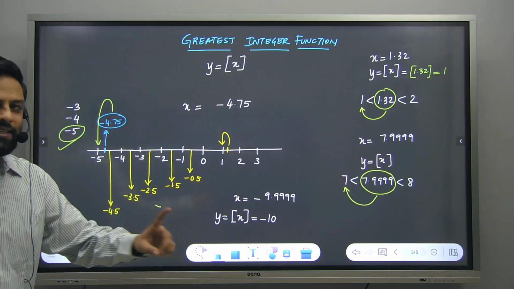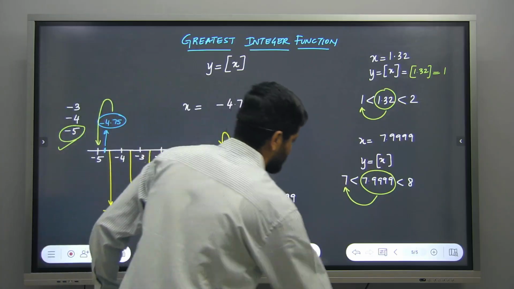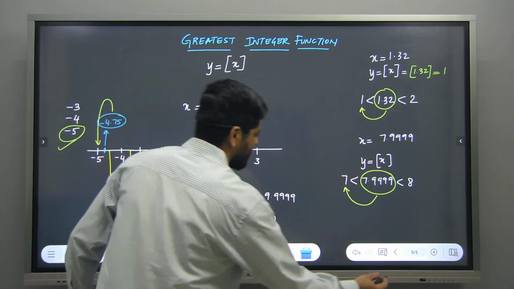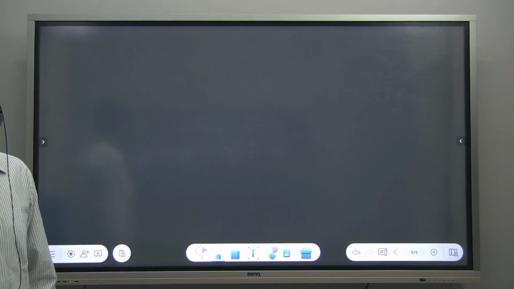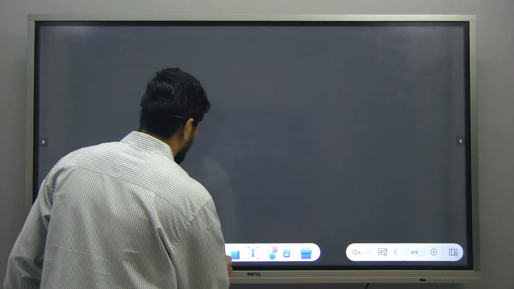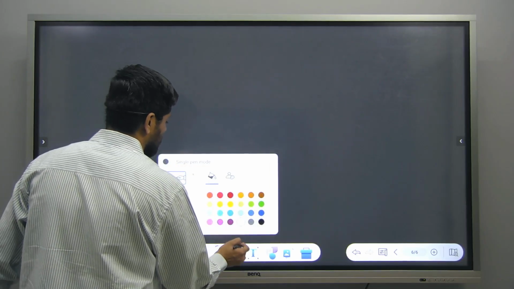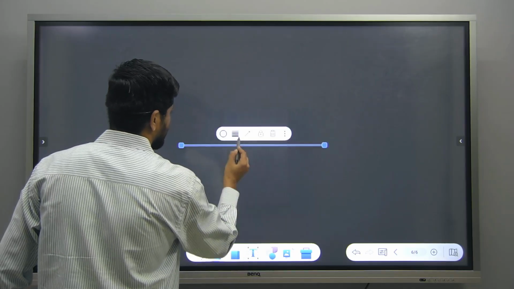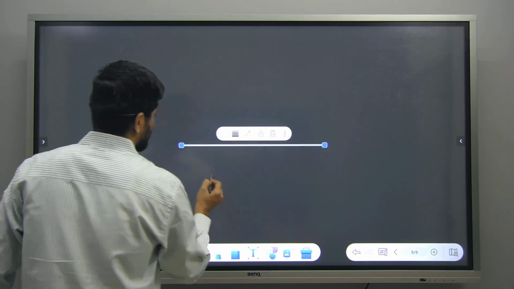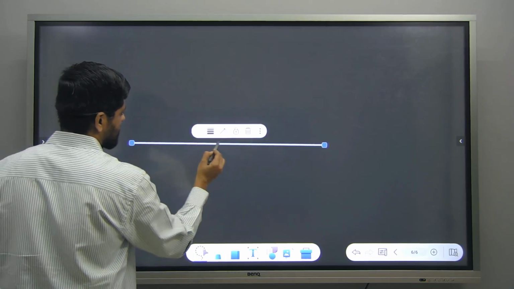Let's continue. Let's try to understand the greatest integer function now, the value of the greatest integer function. All right, fine. So here we go. Now let's draw the graph. I'll draw the x-axis and the y-axis. Just give me a moment to draw the x-axis and y-axis.